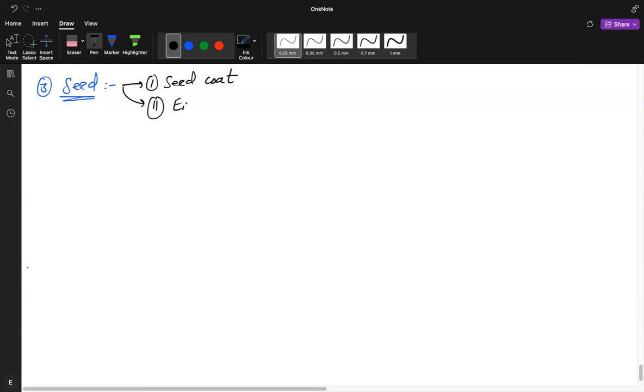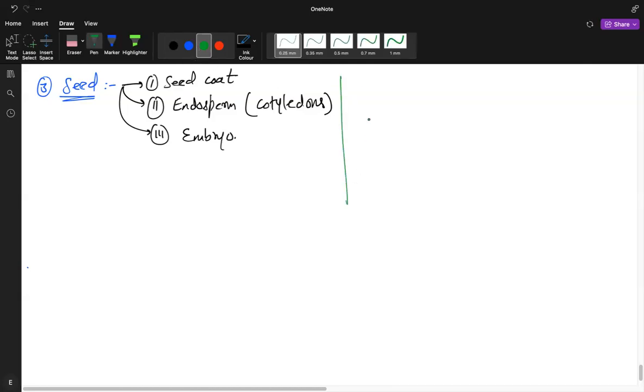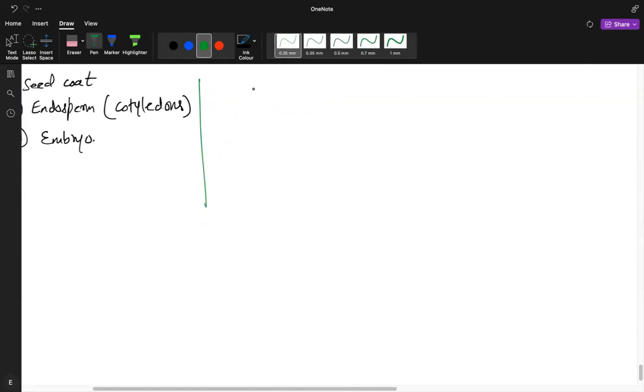Inside the seed coat, we know that there has to be endosperm present in the form of cotyledons, whether it's a monocot seed or a dicot seed. And then there has to be an embryo inside, right?